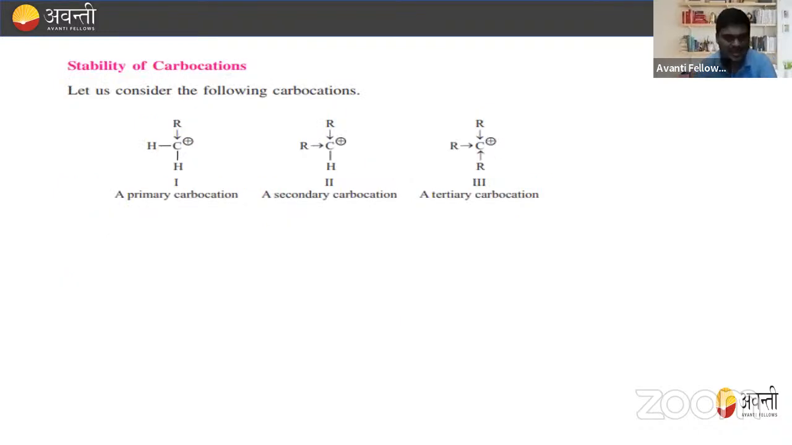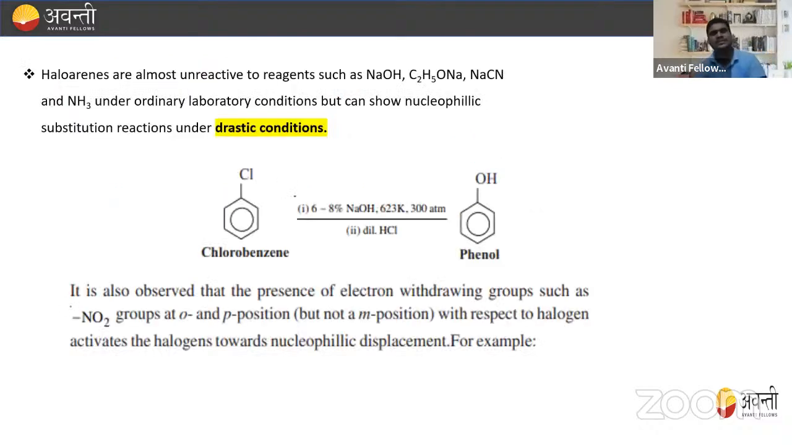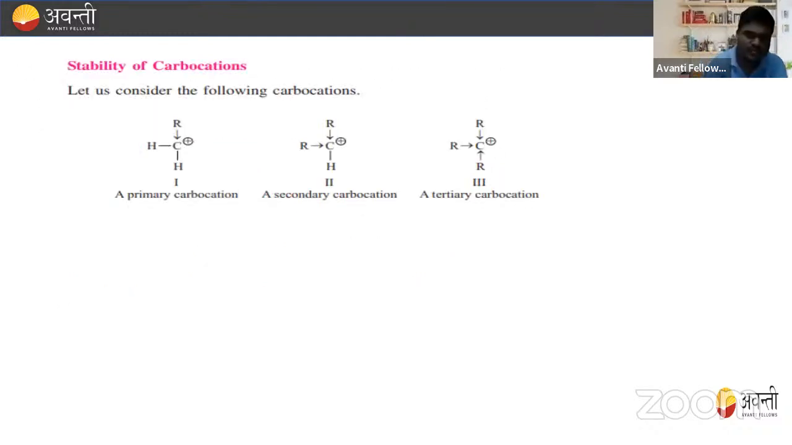So what is the stability of the carbocation? We know that a primary carbocation is less stable as compared to a tertiary, because in tertiary we have three electron donating groups. So let us consider the following carbocations: primary, secondary, and tertiary. Tertiary is the most stable due to the presence of three electron donating groups.